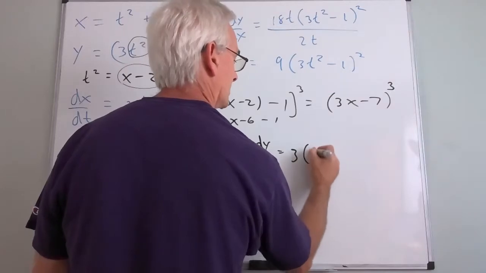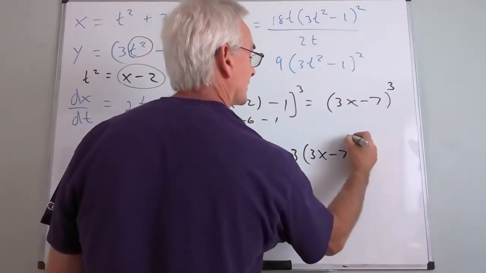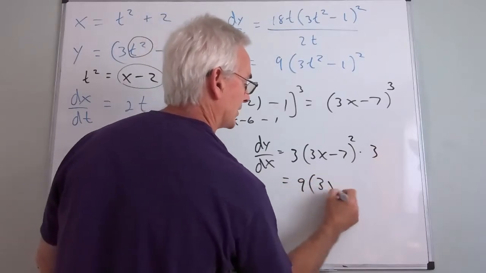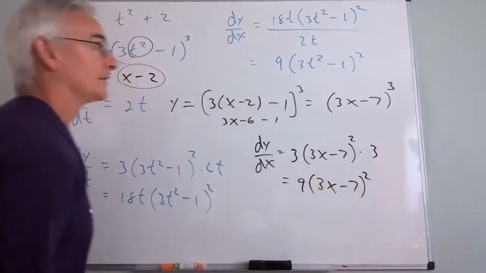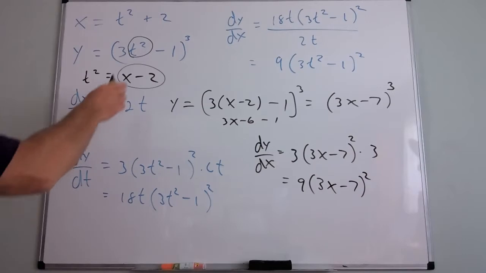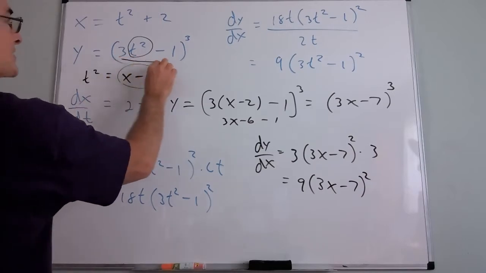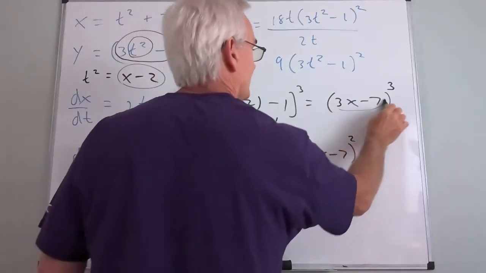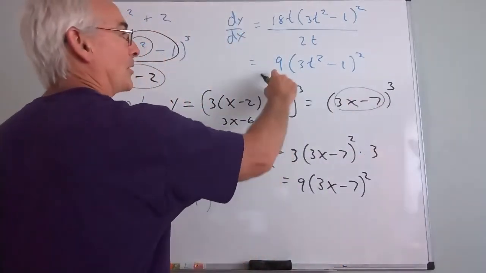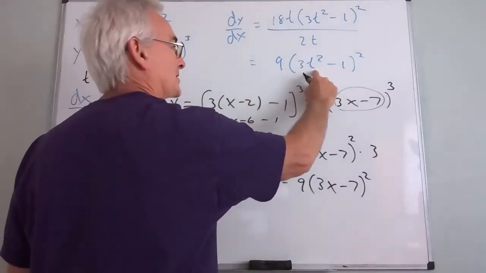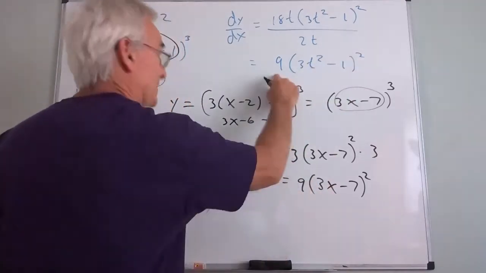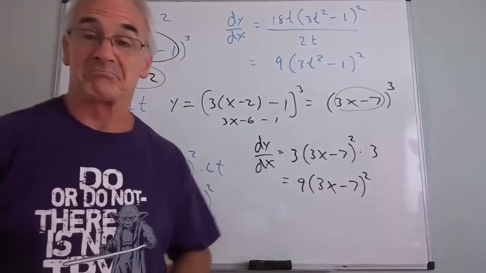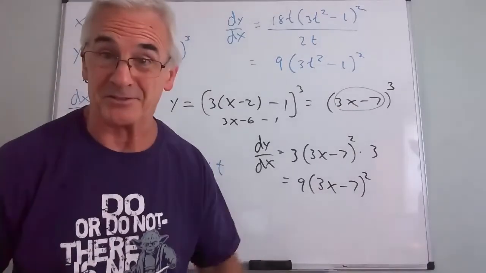That would be (3x minus 7) to the second power times the chain rule factor, which would be 3, or 9 times (3x minus 7) to the second power. Well, we just said that 3t squared minus 1 is equal to 3x minus 7. And look at our answer, 9 times (3t squared minus 1) squared. Same answer, isn't it? That's a good thing that it's the same answer.